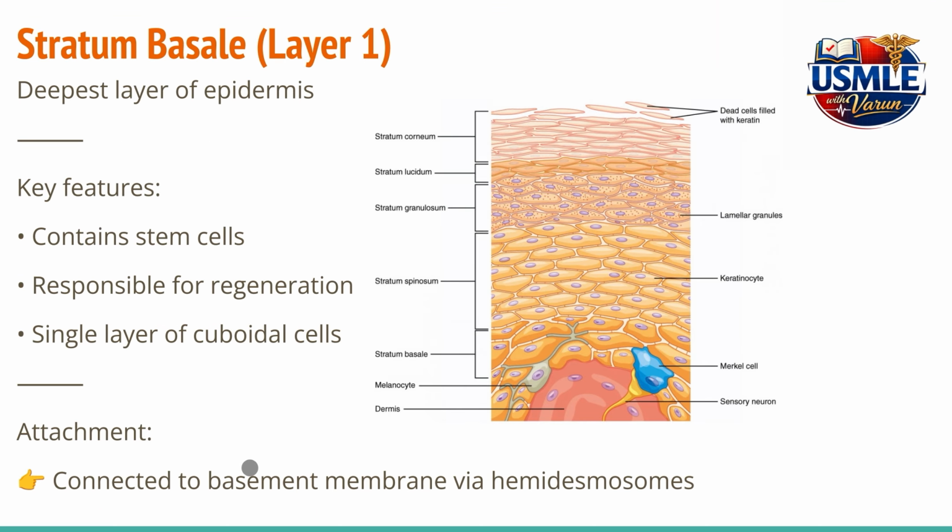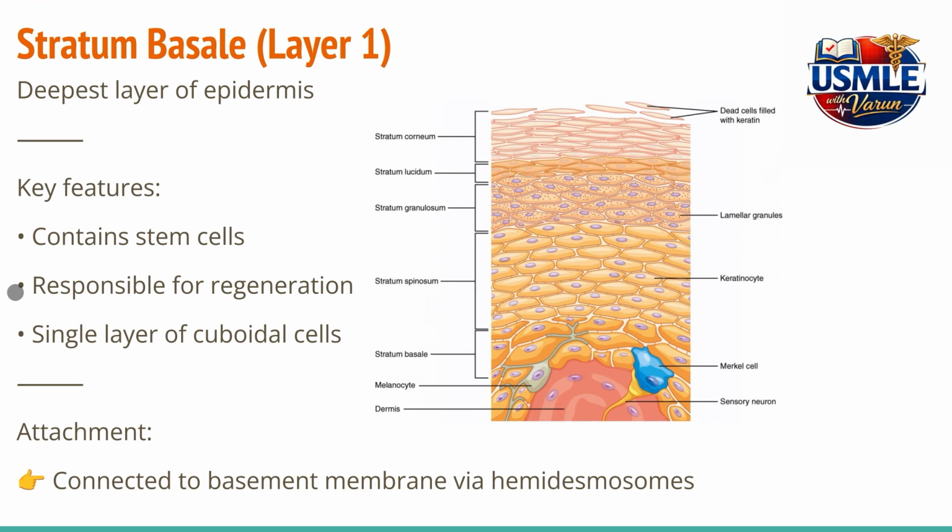Now, starting with the deepest layer, the basal layer. This is where new skin cells are produced. Think of this as the factory of the epidermis. The cells are anchored firmly to the underlying structure called the basement membrane via hemidesmosomes. If this attachment is lost, the skin can separate and form blisters.